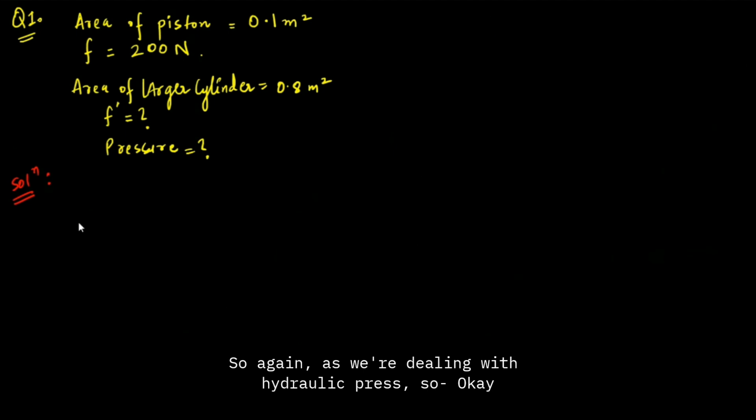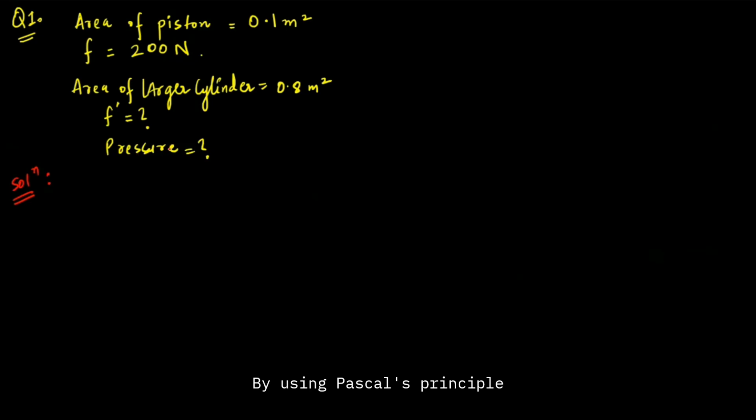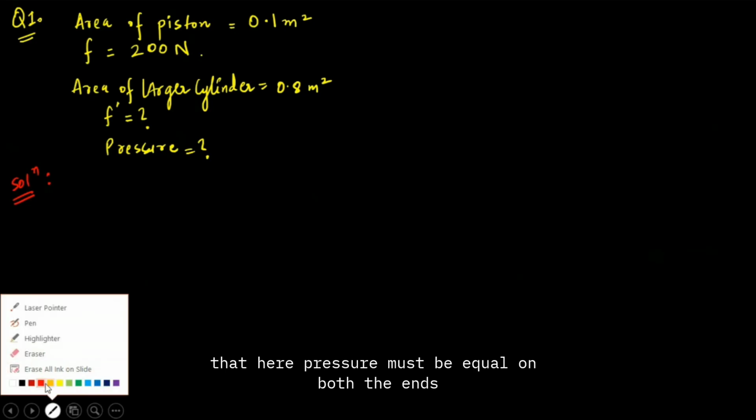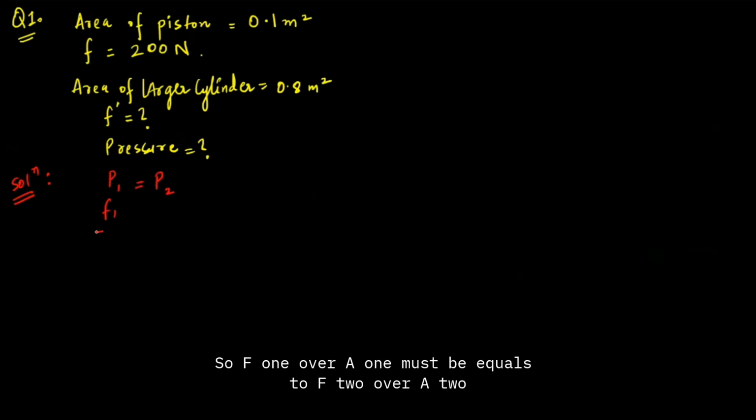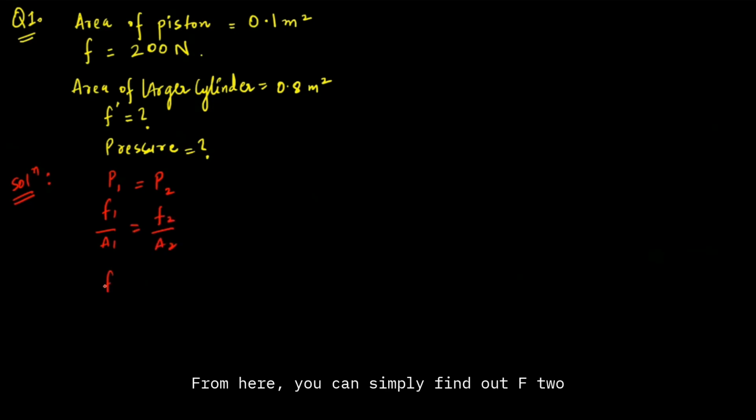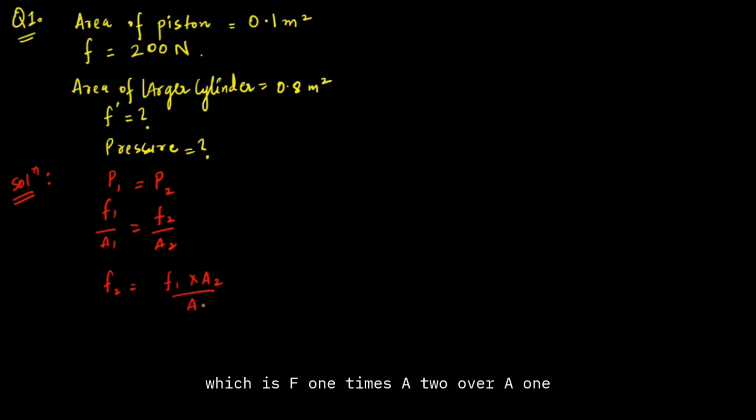As we're dealing with a hydraulic press, by using Pascal's principle we can do that. First of all, we know that the pressure must be equal on both ends. So P1 must be equal to P2. Now pressure is nothing but force upon area. So F1 over A1 must be equal to F2 over A2. From here, you can simply find F2, which is F1 times A2 over A1. You can substitute the values and you have your answer. That is the force exerted on the cotton.